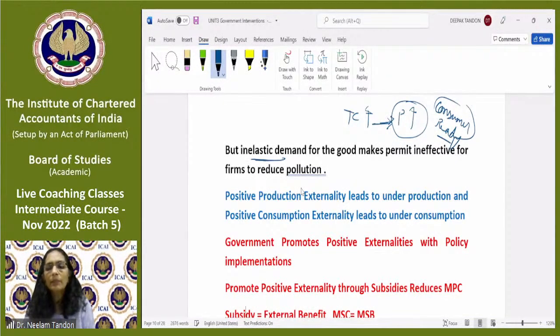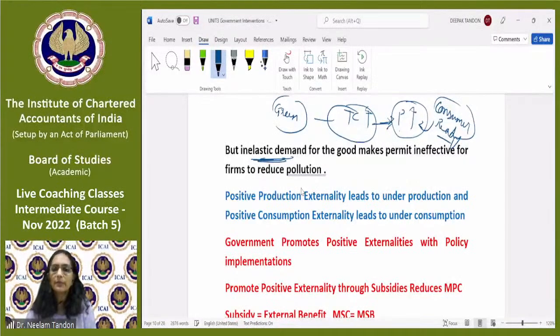Inelastic demand means, price goes up and still your demand is not getting impacted. So price is going up, still the consumer is ready to pay high price. Now, if the consumer is paying the price, is the producer bearing the cost? No. They are getting it from the consumer. Since they are getting it from the consumer, how are they bothered? They are not bothered. So this will be disincentivizing them to work on green. If they are in the segment where the demand of their good is inelastic, then it becomes ineffective.